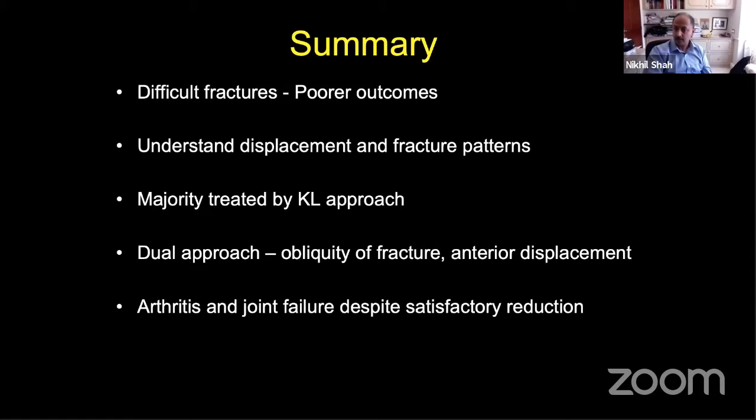The vast majority can be treated with a Kocher-Langenbeck approach. Two approaches may be required depending on the anterior displacement, the obliquity, and whether there is an associated pelvic ring injury where you have to fix the symphysis or the sacroiliac joint. And arthritis and joint failure can happen even with satisfactory reduction.